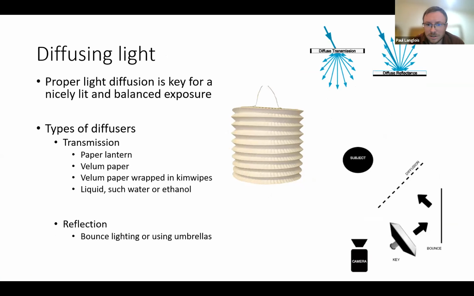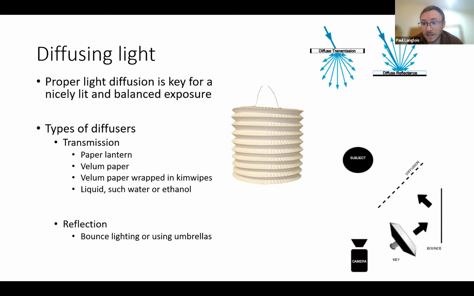So just going to touch on this real quick. Diffusing light, like I mentioned, is really important for the structure and architecture of what you're imaging. There are 2 types of diffusion: transmission diffusion, where light is passing through an object, and reflection, when you're bouncing that light off of something, such as a wall or an umbrella or a reflector. But as far as transmission, that's generally what we're using.